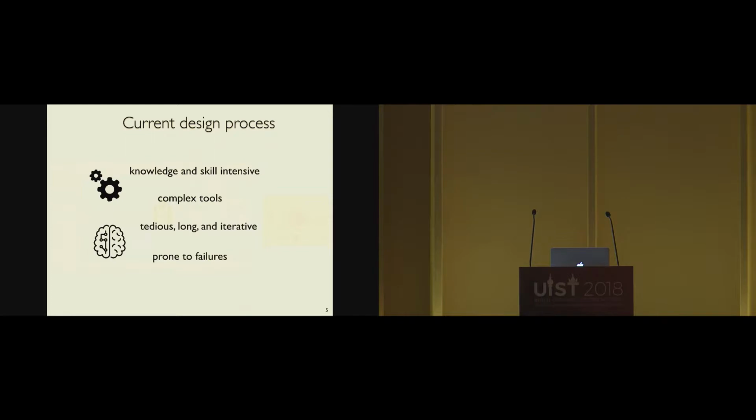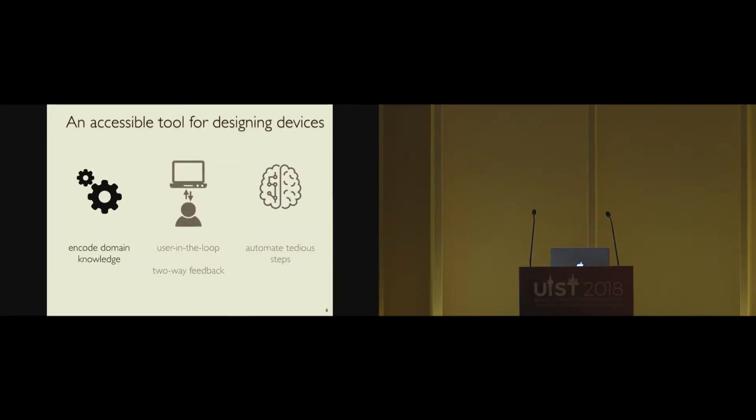To make this process easier, we developed an easy-to-use computational tool that models relevant design aspects and encodes necessary domain knowledge. Our tool enables user-in-the-loop design, wherein the users can not only define what they would need or prefer, but they can also get relevant feedback about their design from the tool so as to prevent design failures. At the same time, our tool automates tedious design steps so that users can focus on the creative parts of the design.